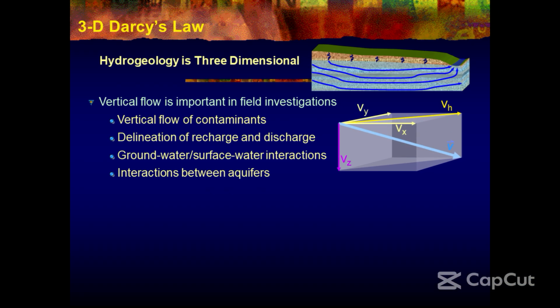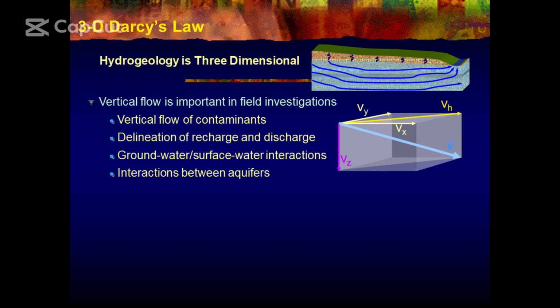Now, hydrogeology is three-dimensional because you have your aquifer, with flows in almost all the directions. When we look at this cube and try to represent the velocity, we have Vz, that's the vertical flow, and we have Vx and Vy.